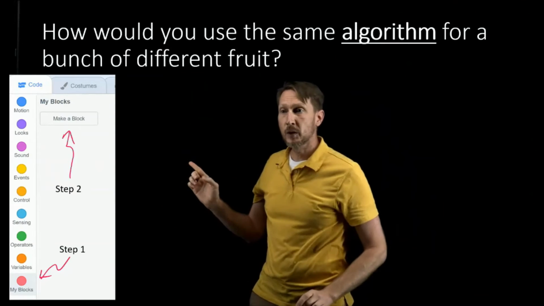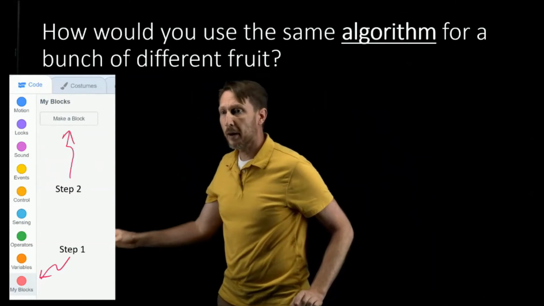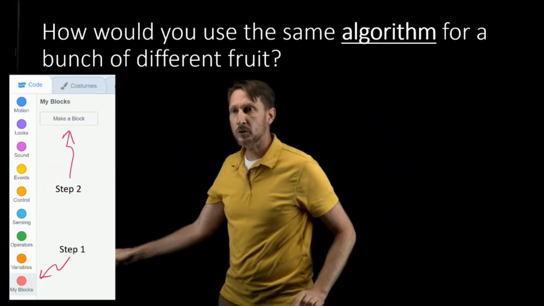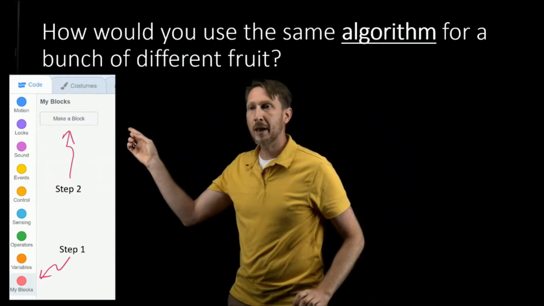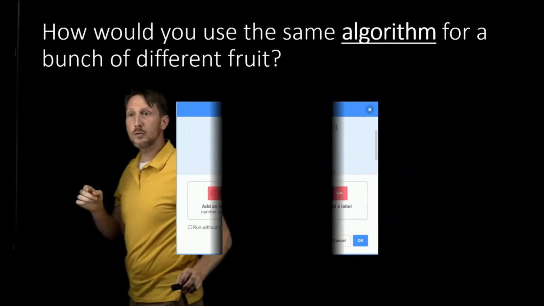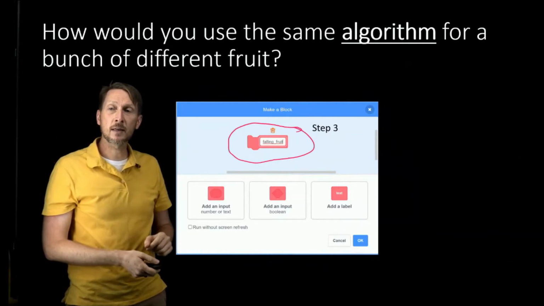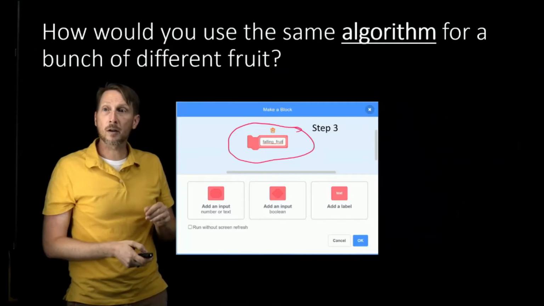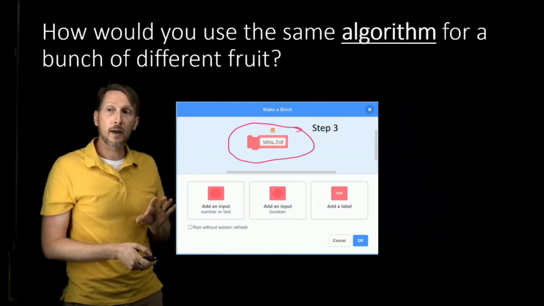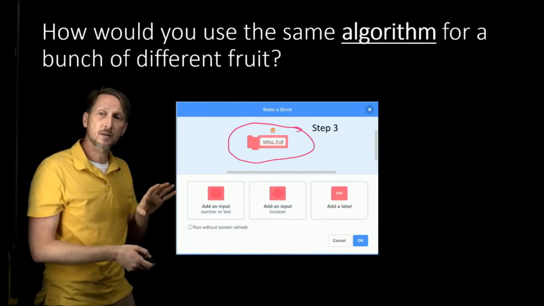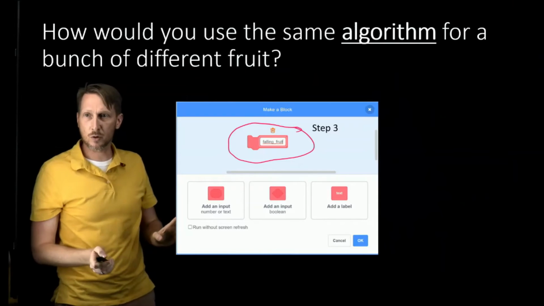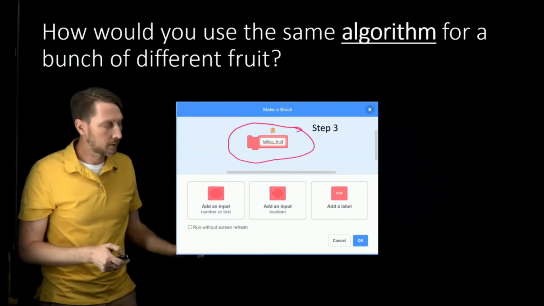Here's how we do that. We start off by going to My Blocks and then click Make a Block. When you do that, this dialog box is going to come up and you can give it a name. I called mine Falling Fruit. At the bottom, there are some other selections that we're not going to use right now, so you can just ignore those. Click OK.